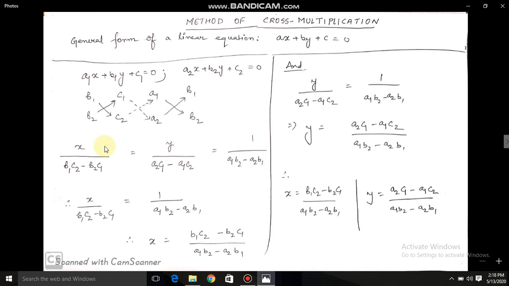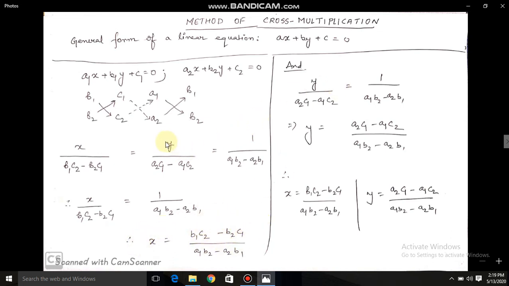Okay. Now since this is equal to this is equal to this, we can consider x by this is equal to 1 by this. So I have considered x by (b1 c2 minus b2 c1) is equal to 1 by (a1 b2 minus a2 b1). Now if I take this to the right hand side, then x is equal to (b1 c2 minus b2 c1) by (a1 b2 minus a2 b1). We can find the value of x by this process.